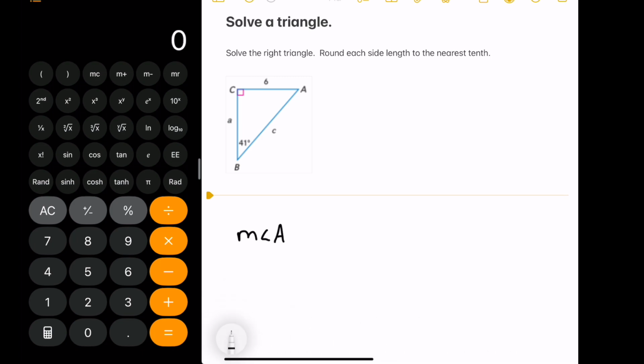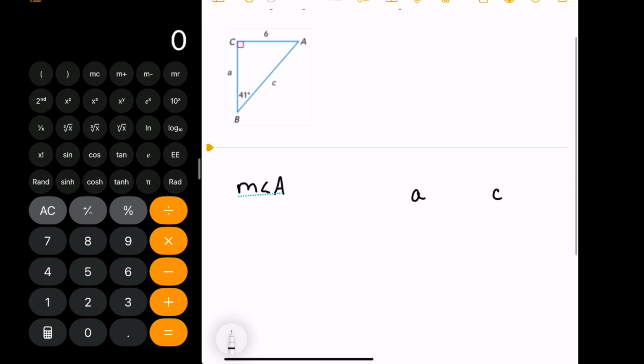We have the measure of angle B, it's 41 degrees, and we have the measure of angle C, it's 90. So all we need to do is find the measure of angle A. In addition, we have one side. We know that side B is 6, but we do not have side A, and we do not have side C. So to solve this triangle, we need to find one angle, and we need to find two sides. Let's start with the angle because that's the easy part.